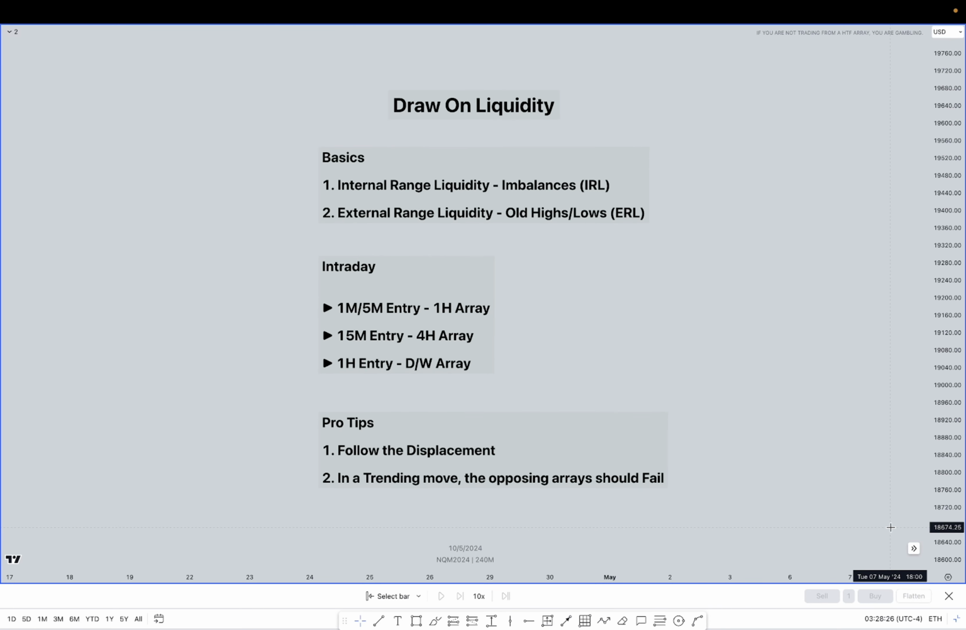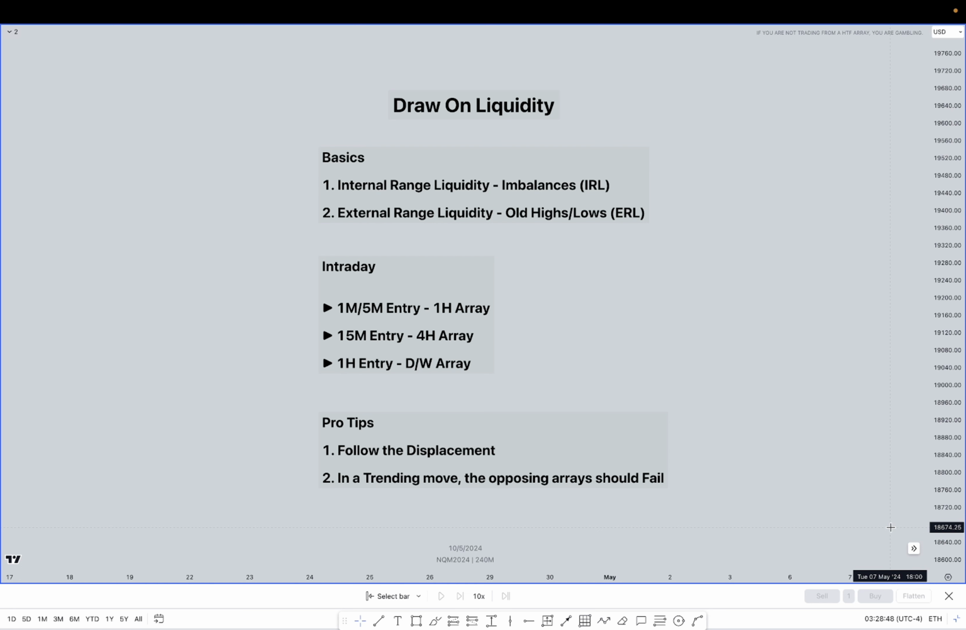To find your draw on liquidity, first you need to understand the basics: internal range and external range liquidity. Internal range liquidity are imbalances, external range liquidity are old highs and lows. So before every trading day, make sure you've marked out both old highs and lows and all the imbalances in the trading pair you are going to trade.